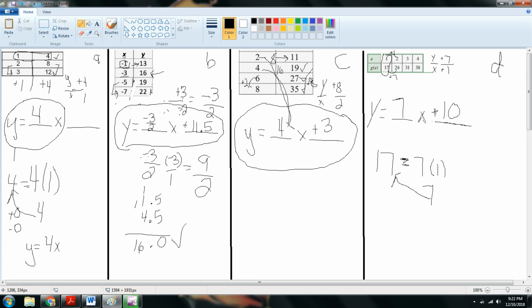I should now test some other coordinates to make sure that this equation is accurate. 2 times 7 is 14, and 14 plus 10 is 24. 3 times 7 is 21. 21 plus 10 is 31. 4 times 7 is 28, and 28 plus 10 is 38. That verifies that my model, y equals 7x plus 10, is the correct model for equation D.